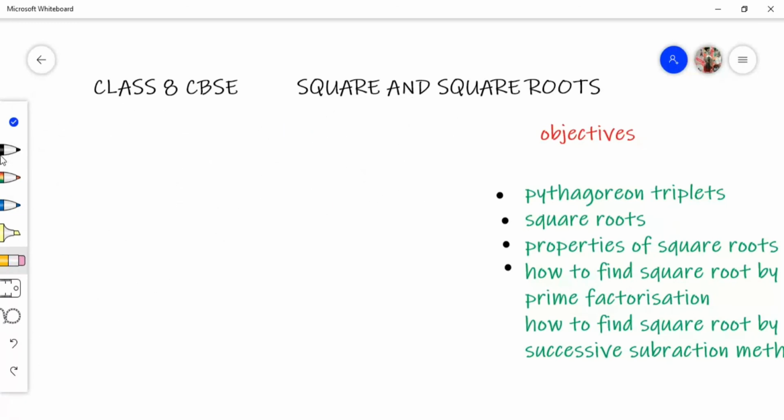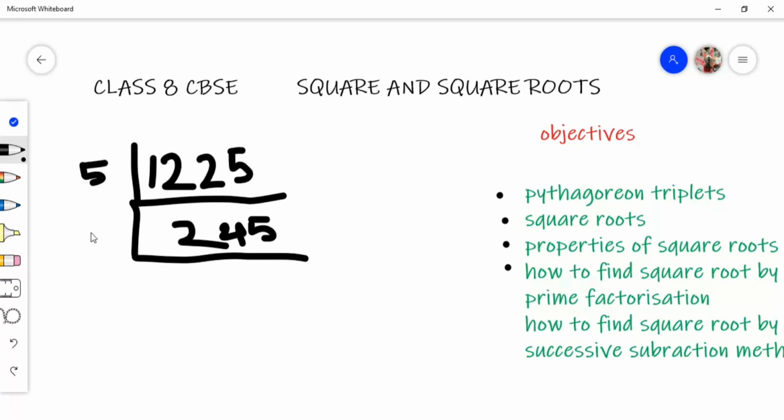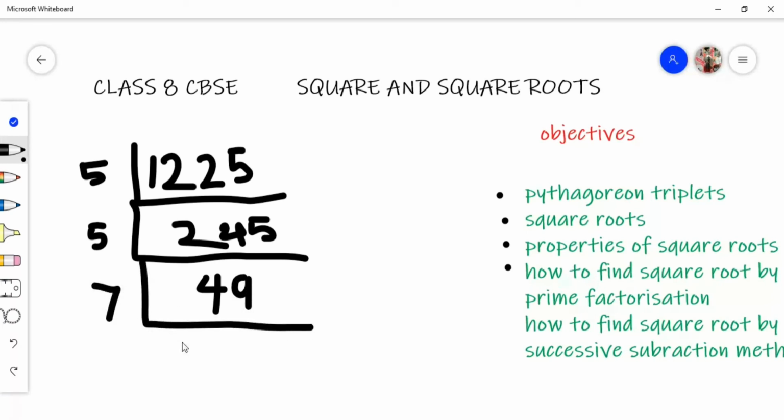So the next example we can take is 1225. We will find the prime factors of this number. 1225 comes in the 5 table as 245. And again 245 comes in the 5 table as 49. 49 doesn't come in the 5 table, but it comes in the 7 table, and 7 is also a prime number, so we can take it. 7 sevens are 49, and then 7 ones are 7. Sorry, I don't have space over here.